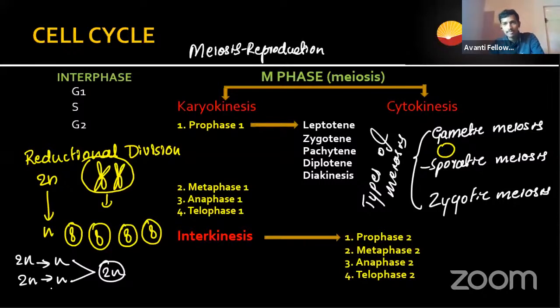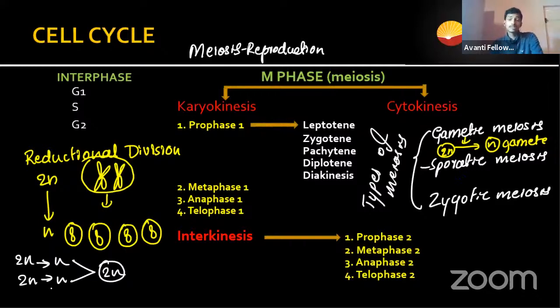So remember what happens here. A 2n parent will be there. This will give rise to the gametes, n gametes. Because meiosis happens here and gives rise to the gamete, we call it gametic meiosis. This is what we normally see. This is what happens in our body to produce the sperm or the egg.